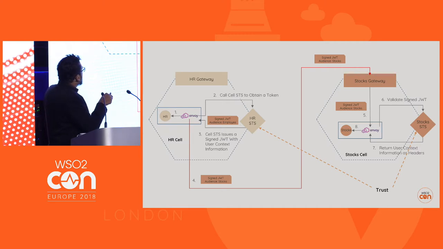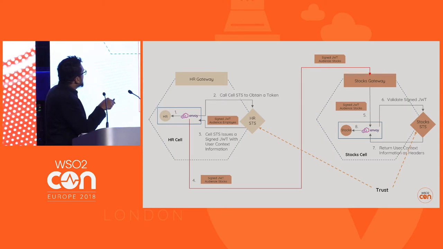Now, in this diagram, this arrow should be in the other direction. So this correction has to be there. The HR app is trying to call the Envoy proxy. What will happen is it will try to obtain a token. There is a trust relationship between these two STSs. And there's another error here: this audience should be stocks, right? It will issue a token on behalf of this particular STS because of the trust relationship. And along with that audience, this call is sent to the stocks gateway, right?